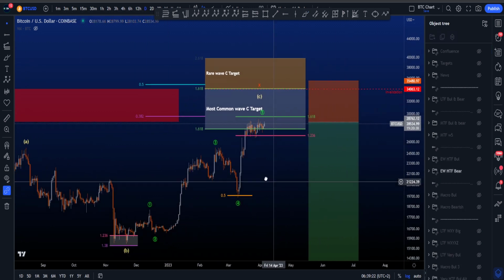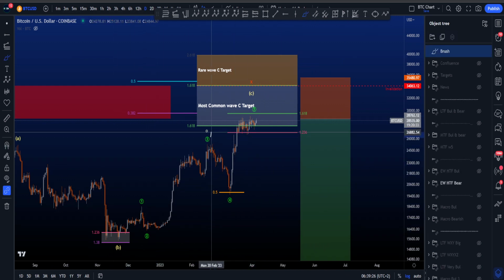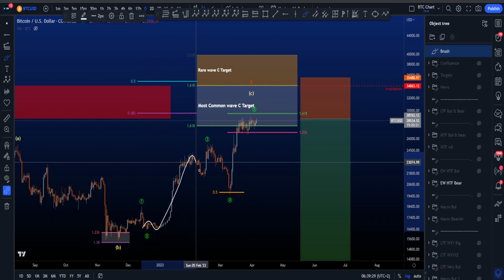As you can see, this impulsive move, I counted it like a 1, 2, 3, 4, 5, and then inside this wave 3 we have a 1, 2, 3, 4, 5 over here.